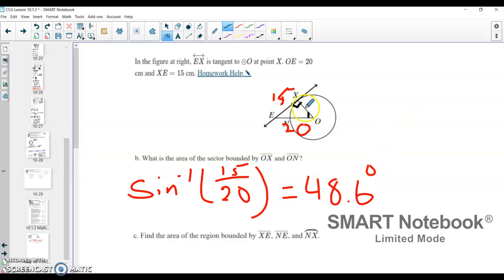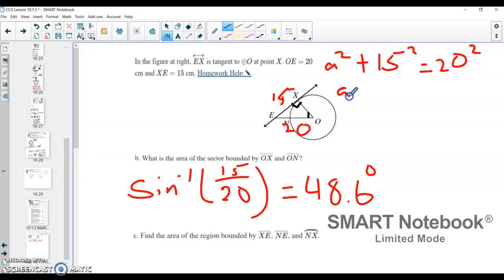All right. And then the next thing I need to do is figure out what this radius is, OX, because I need to figure out the radius so that I can figure out the area of the whole thing. And then when I have the area of the whole thing, I can multiply it by this portion, 48.6 over 360, because that's the area of the portion I want. So I need to find next the radius, which I'm going to use the Pythagorean Theorem for. So I'm going to do a squared plus 15 squared equals 20 squared, because 20 has to be on this side because 20 is my hypotenuse.